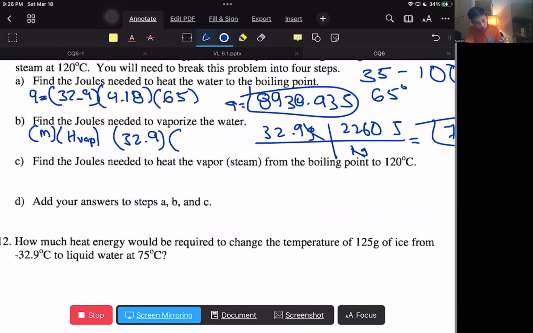Next, find the joules needed to heat the vapor from boiling point to 120 degrees Celsius. From boiling point, that's 100 to 120. The temperature change is going to be 20 degrees Celsius. So still using Q equals MC delta T, we have Q equals 32.9, steam is going to be 2.02, that's the specific heat, and then the temperature change is 20 degrees Celsius. We have 32.9 times 2.02 times 20.